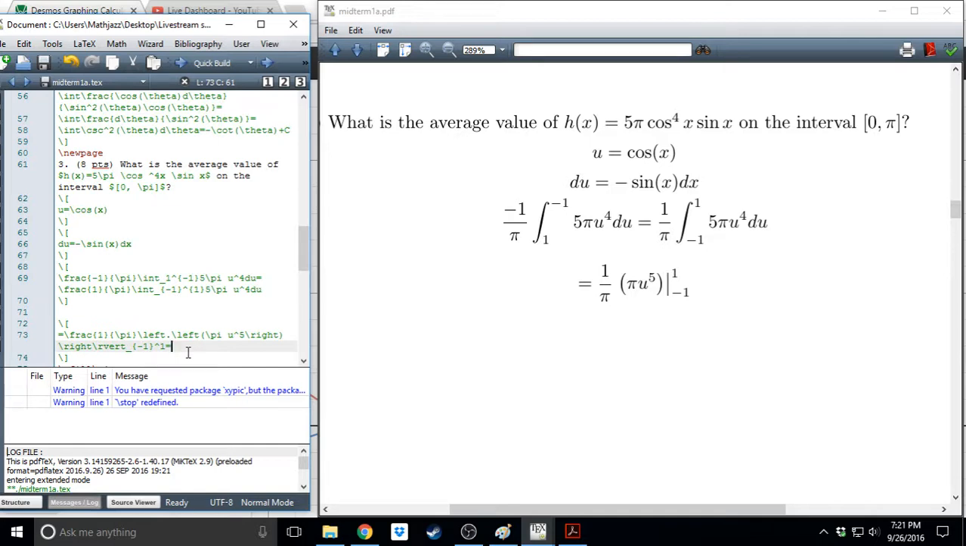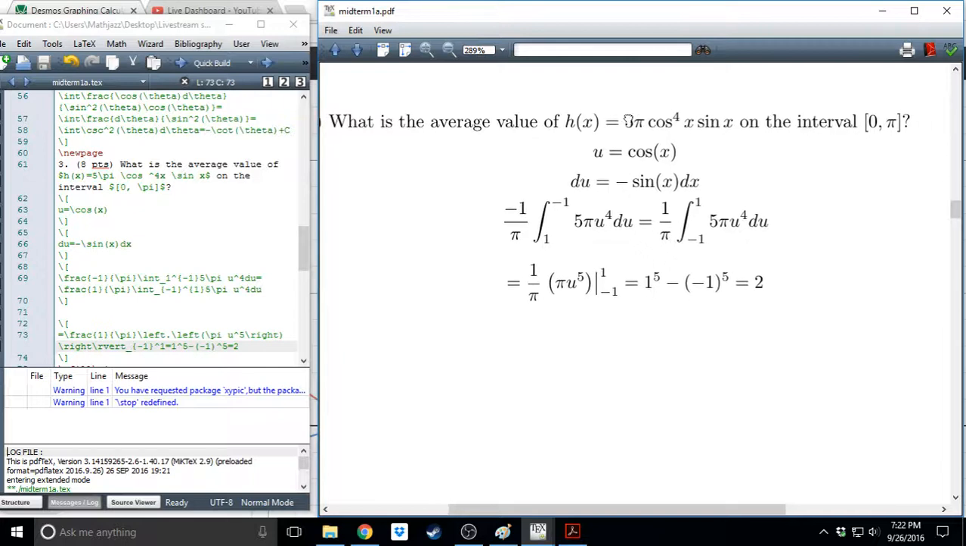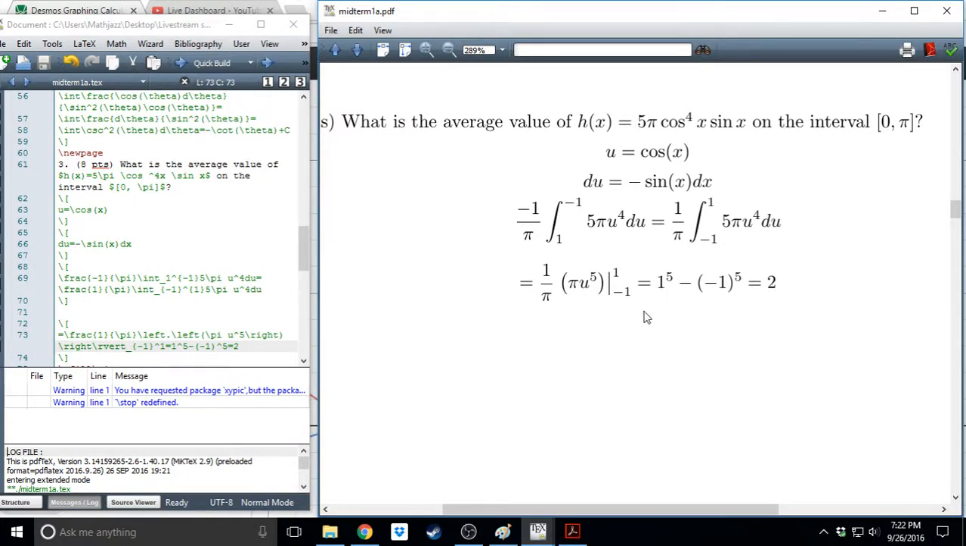So we get 1 to the 5th minus... so we get 2. Looks like the average value of this function on the interval provided is 2. See, the numbers do come out nicely on exams a lot of the time. I mean, this was definitely chosen so that it would end up as 2.